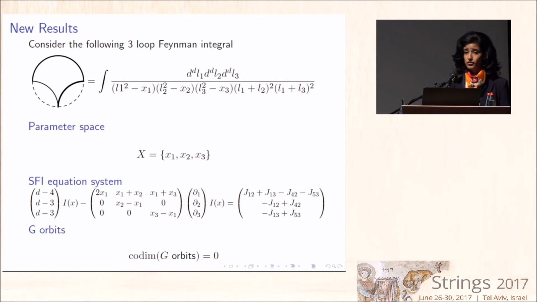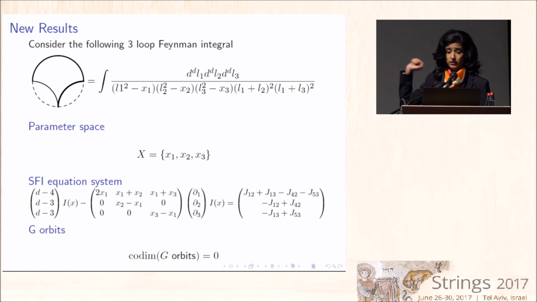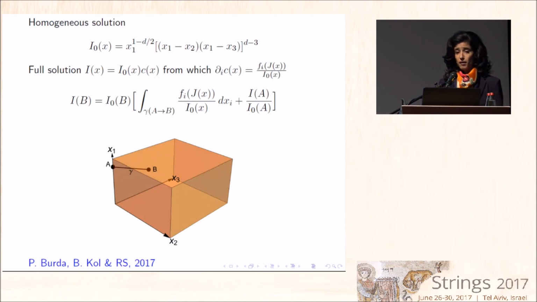So consider the following 3-loop Feynman integral. It has 3 mass scales, because the 2 bottom propagators are massless. The parameter space in this case is 3-dimensional, and using the procedure I described above, we could find the equation system. And if you look closely at the differential operators which appear here, you see they are linearly independent at a generic point in parameter space. This tells us that the codimension of the G orbits is 0, and therefore the G orbits fill all of parameter space. From here, we continue in the usual fashion.